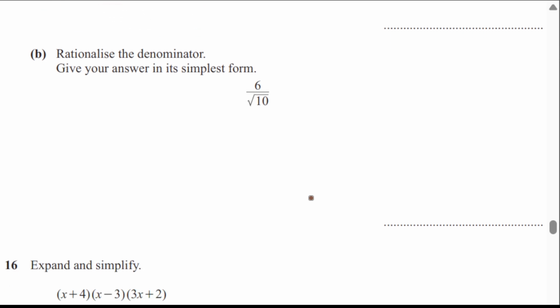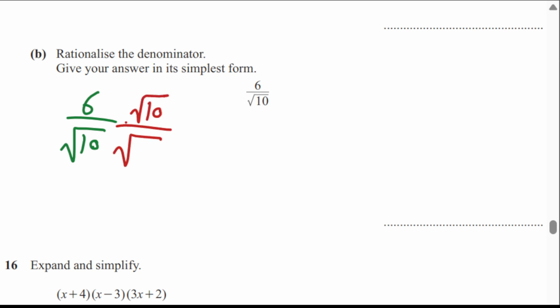The question says rationalize the denominator. This is a very good question. Let's do it. Let's first write 6 over root 10 here. Whenever the question says rationalize the denominator, you just multiply and divide by that. So we multiply by root 10 and divide by root 10. And just like I mentioned, 6 times root 10 is just 6 root 10. And we did in the previous question, root 10 times root 10, we know now it's just 10.